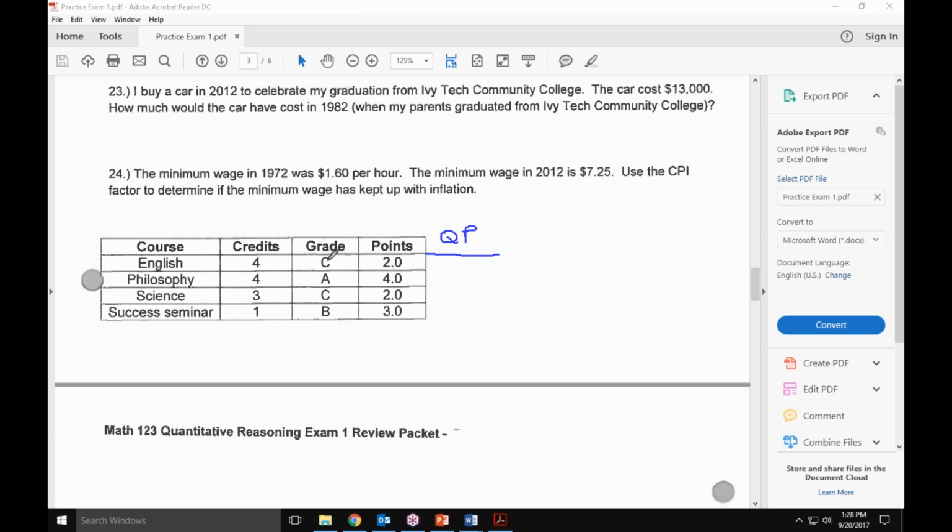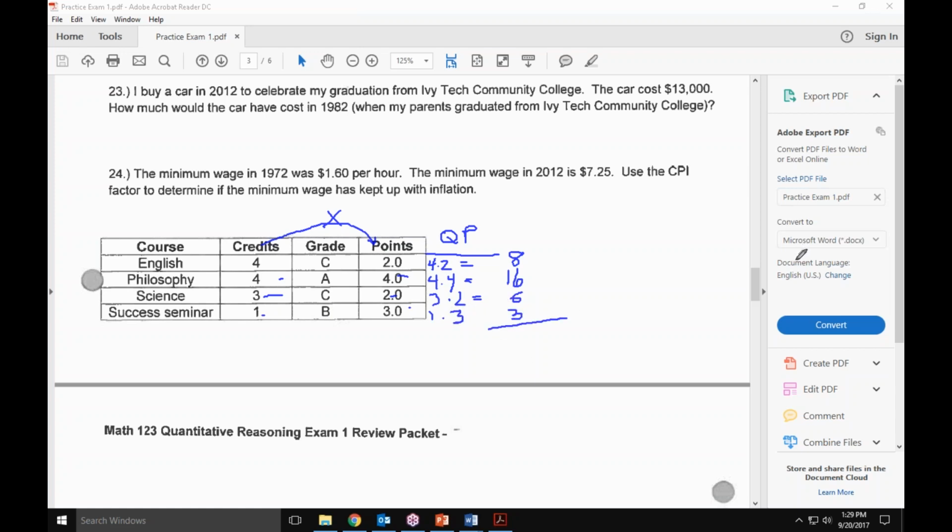In English, if you got a C, you earn 2 points per credit. So to find our last column, we multiply credit times points. 4 times 2 means you earned 8 total points for English. For philosophy, 4 times 4 gives 16 points. For science, 3 times 2 gives 6 points. And my success seminar, I'm just going to take 1 times 3.